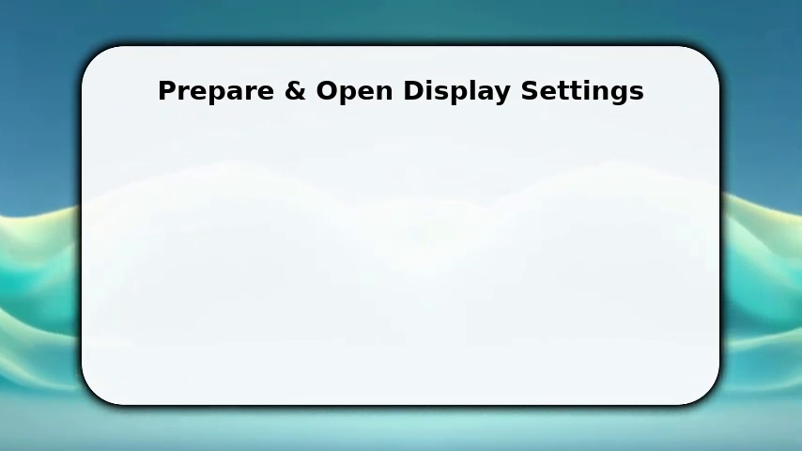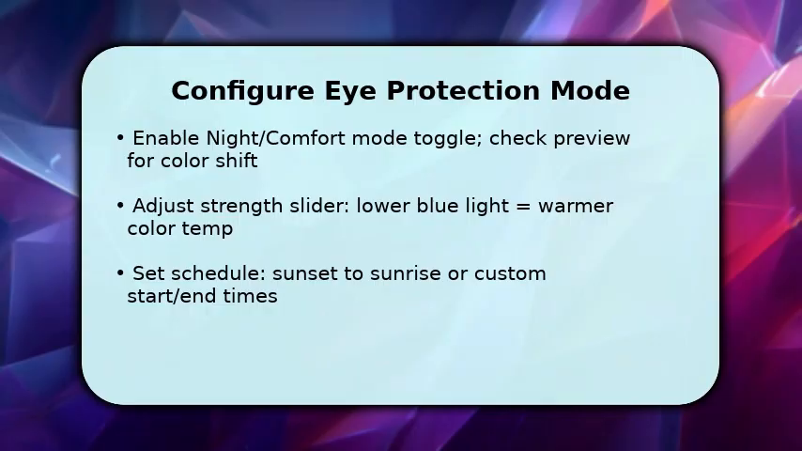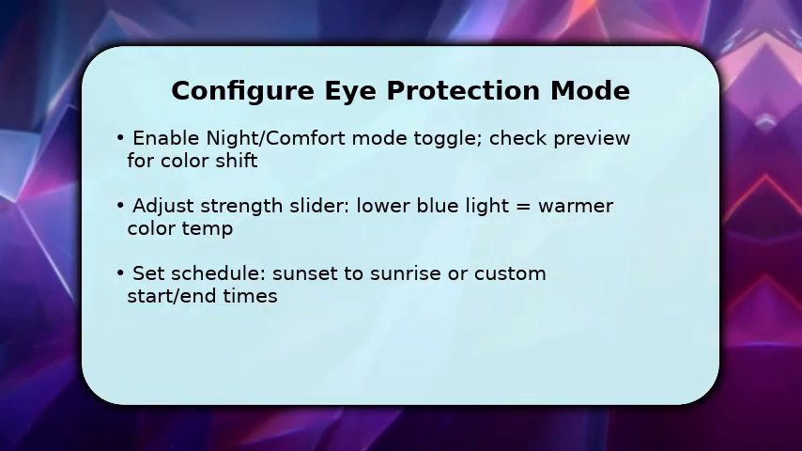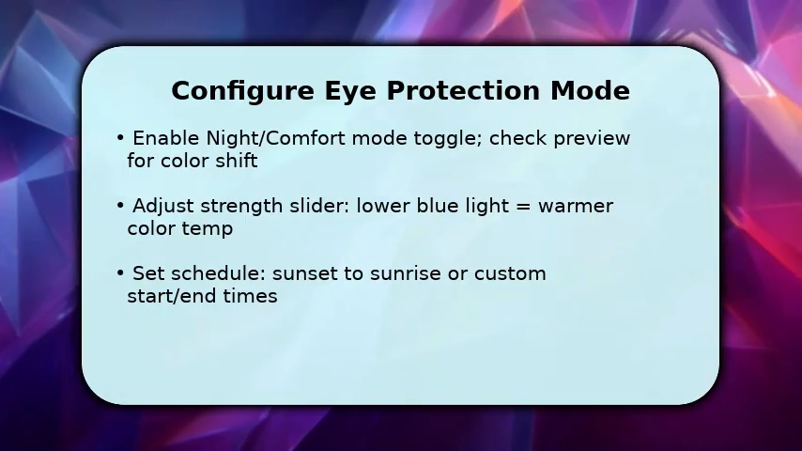Now enable the Night Light or Eye Comfort toggle to see the warm tint applied. This preview confirms the effect. Use the strength or color temperature slider to reduce blue light. Moving it toward warmer tones increases protection but changes color accuracy.